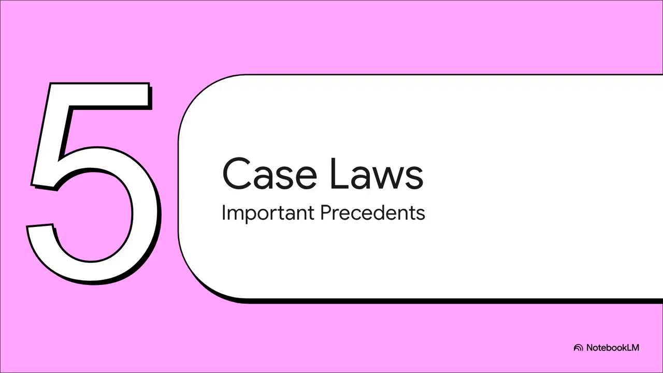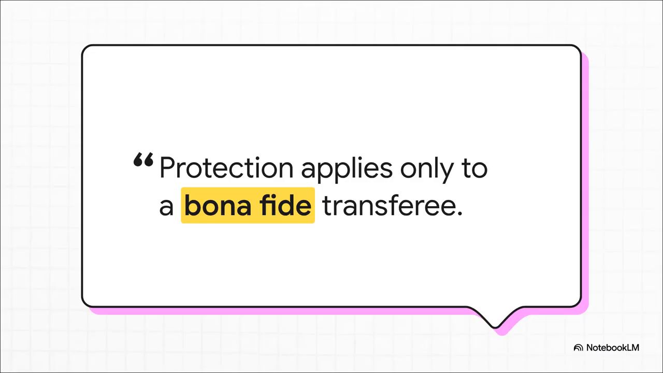Heading 5. Case laws. This is where we elevate a good answer to an excellent one. Narayan v. Gopal. Protection applies only to a bona fide transferee. Authoritative case laws must be cited in bold letters or underlined on your answer script. Read this carefully and underline Narayan v. Gopal in your notes right now. You are strictly instructed to memorize this as the primary authority for the bona fide requirement. Whenever you discuss the necessity of honest belief, this is the exact citation that must accompany your explanation.